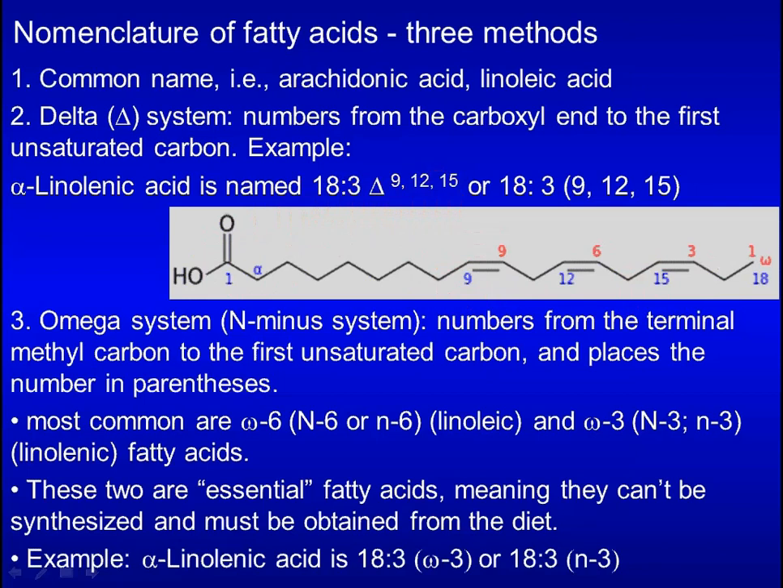The third method is the omega system. Following this system, the first number describes the total number of carbons, and the second number describes the total number of double bonds, followed by the position number of the first double bond from the omega end. For example, linolenic acid can be described as 18:3 omega 3 in parentheses.